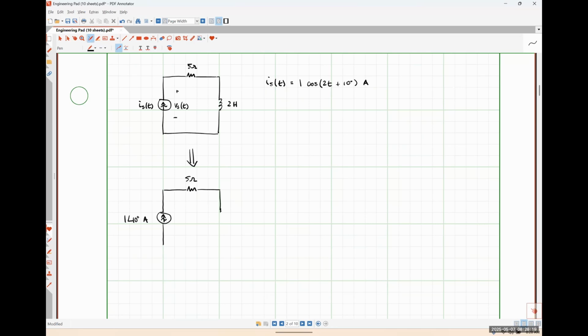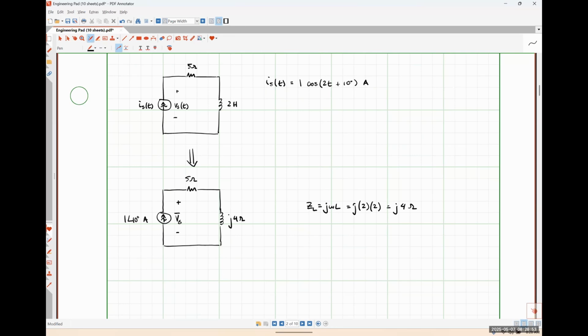And then here I have my inductor, right? The impedance of an inductor is just j omega L. So that's going to be j times 2 times 2, which is just j4 ohms, where we already have figured out that the impedance of an inductor is always going to be measured in ohms. So I'm going to replace this with j4 ohms like so. And what I'm now trying to find is this phasor voltage Vs.